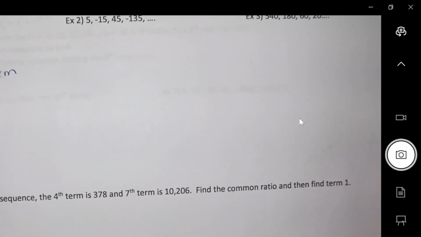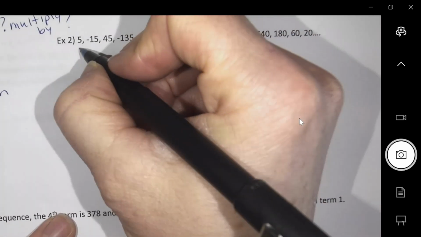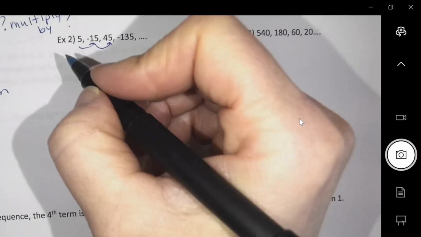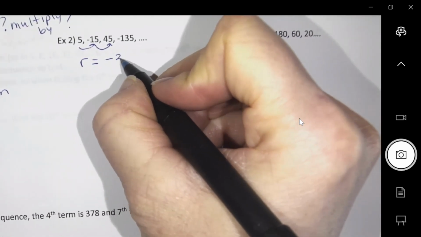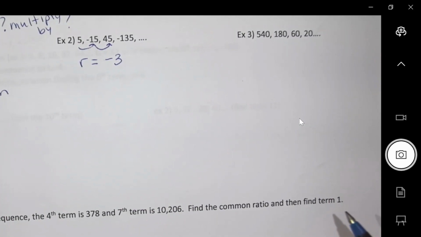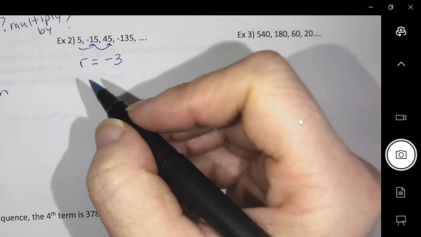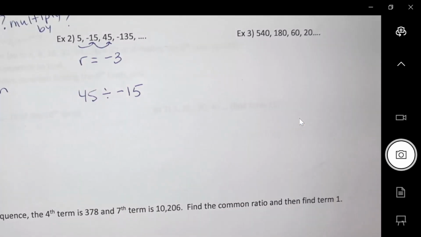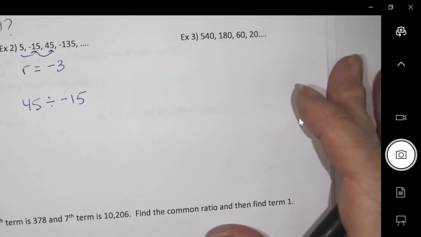Okay, number 2, I think we could actually physically see it here. From a 5 to a negative 15, I'm multiplying by negative 3. How much is it now? Again, if I don't see it, I could just pick any term, so 45, and divide by the term in front of it. Obviously you can't do that with the first term because there's nothing in front of it, but any other term.